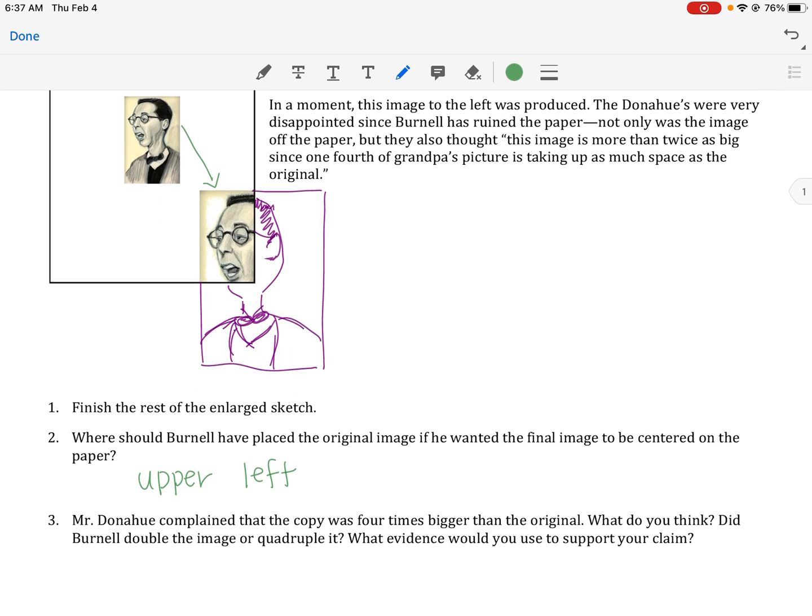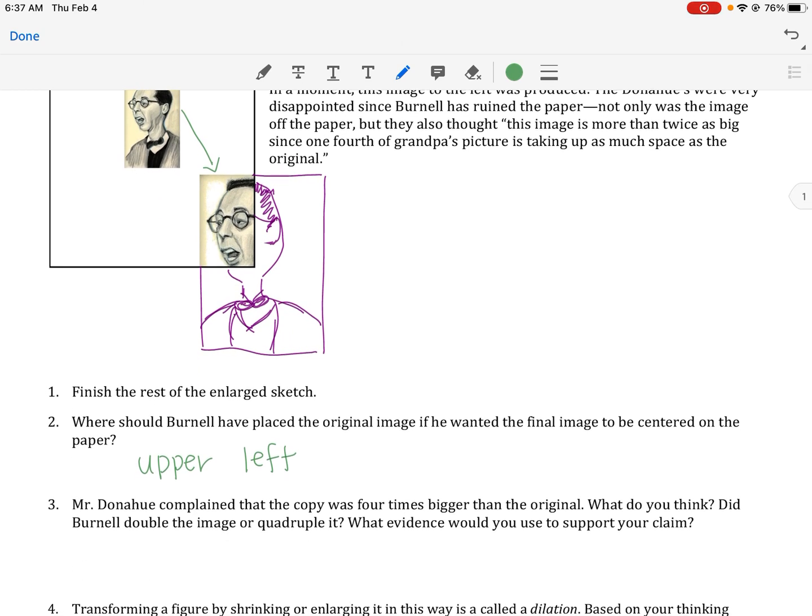Mr. Donahue complained that the copy was 4 times bigger than the original. What do you think? Did Brunel double the image or quadruple it? What evidence do you have to support your claim? So I think this is an interesting one. Did it actually double or did it quadruple? It doubled in length and width, right?